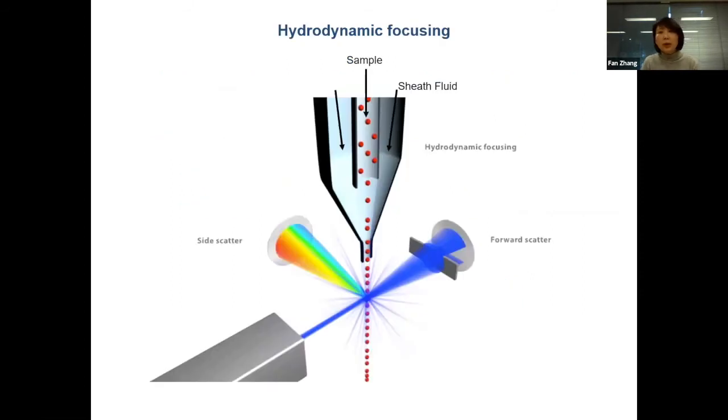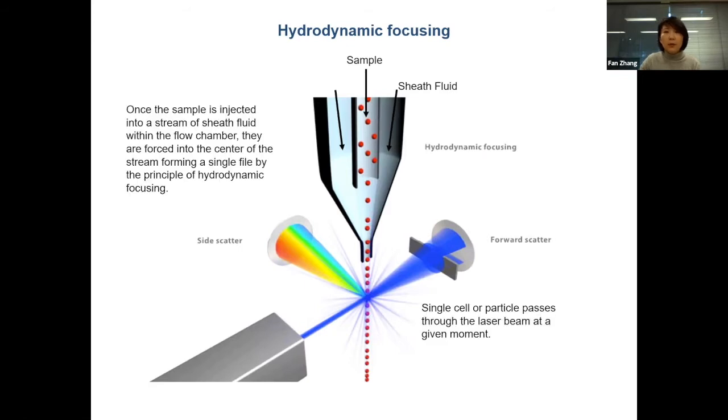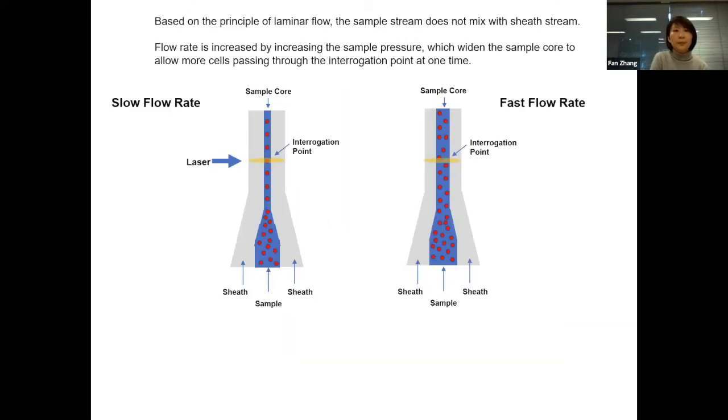So to ensure the cells travel in an organized way, hydrodynamic focusing is the method that utilizes a fast-moving sheath fluid to force the sample into a very small core stream, causing cells to travel at the same speed, arriving at the interrogation point in a single file line. The sample stream does not mix with the sheath stream, in principle of laminar flow.